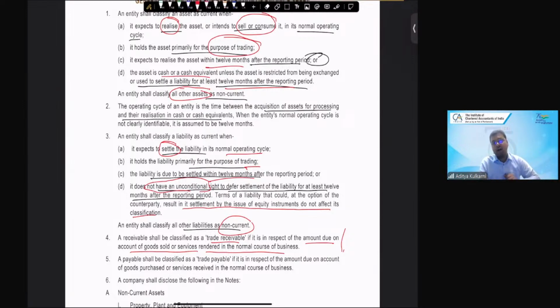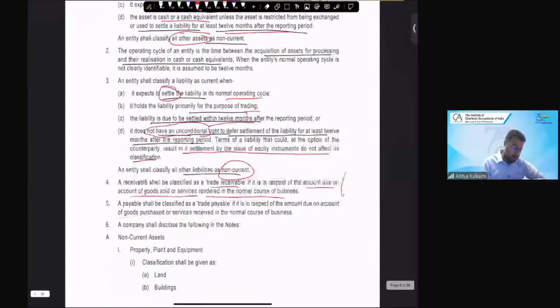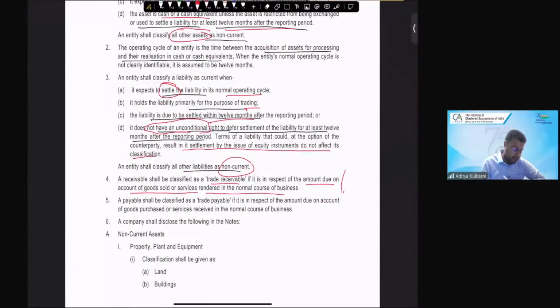Okay. If you have certain other activities to perform to collect that money, then you cannot strictly call it a receivable arising out of a sale transaction, because it means that you have not fulfilled all your performance obligations. And therefore, whether you have correctly recognized the revenue or not is a question that arises. Okay. So that is your trade receivable. A payable shall be classified as a trade payable if it is in respect of the amount due on account of goods purchased or services received in the normal course of business.